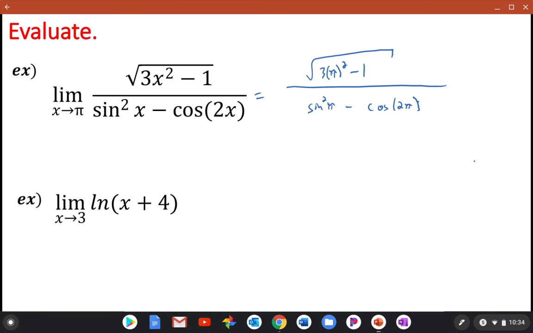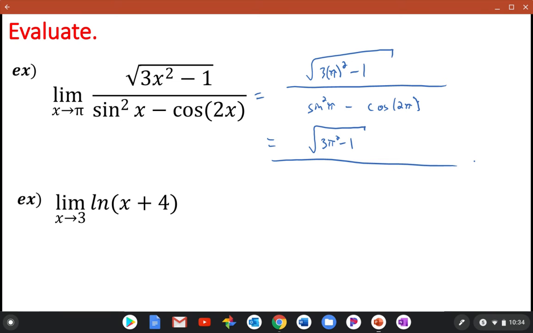All right, don't get too intimidated here. At the top, pi is a constant, so there isn't really a lot we can do there. We don't want to make it a decimal. 3 pi squared minus 1 inside of a radical, that's fine to leave it like that for now.